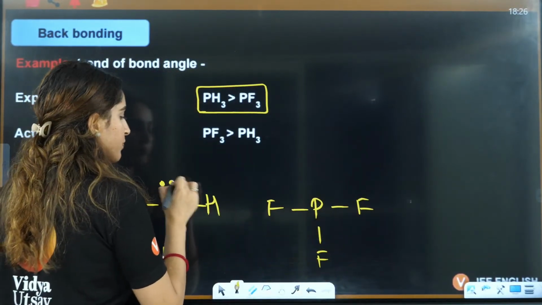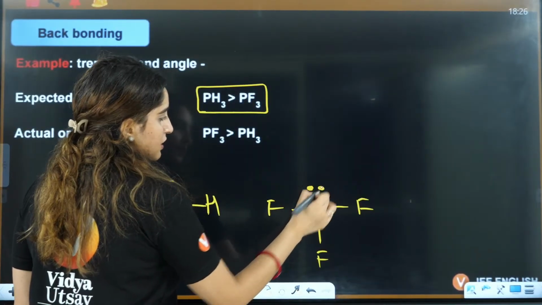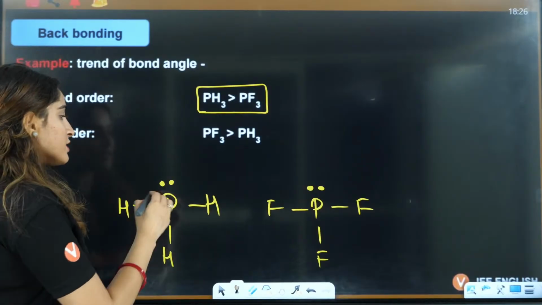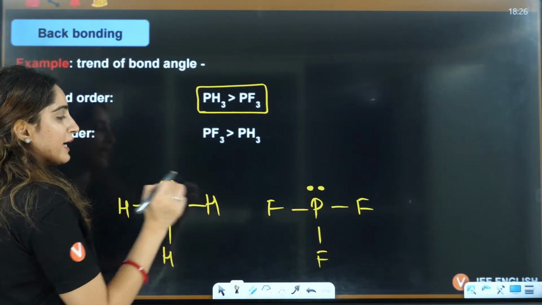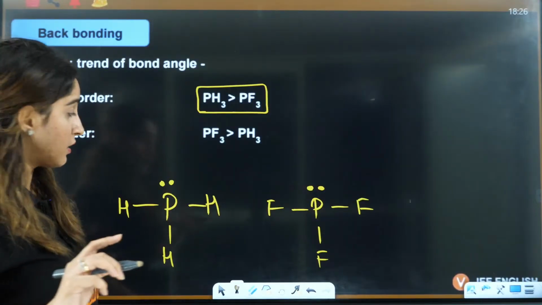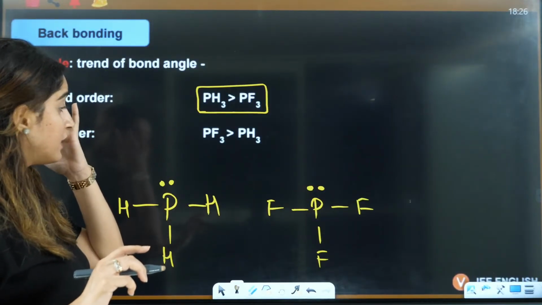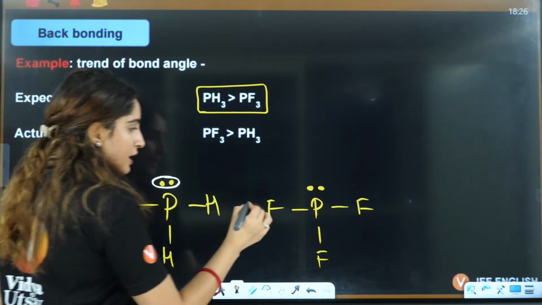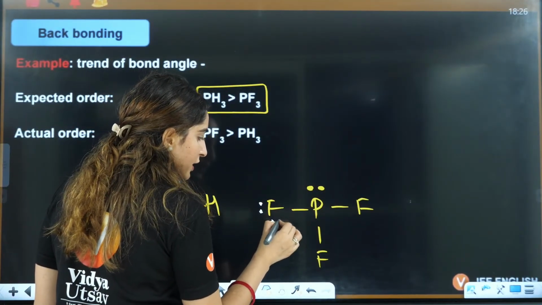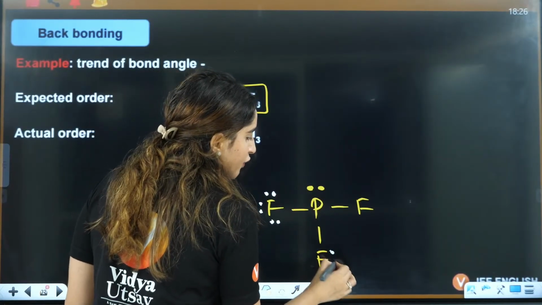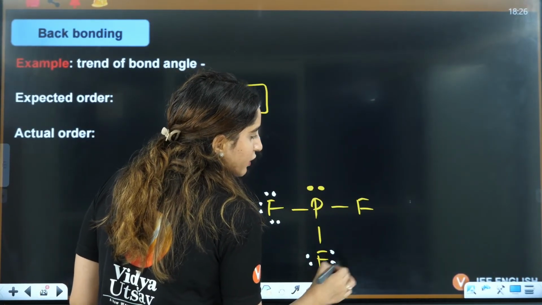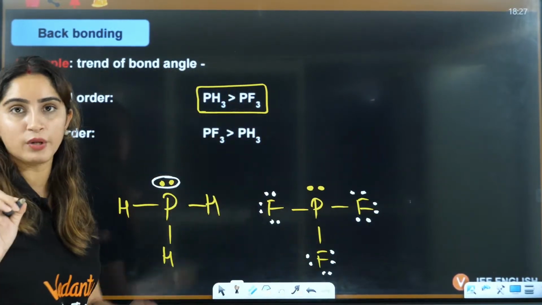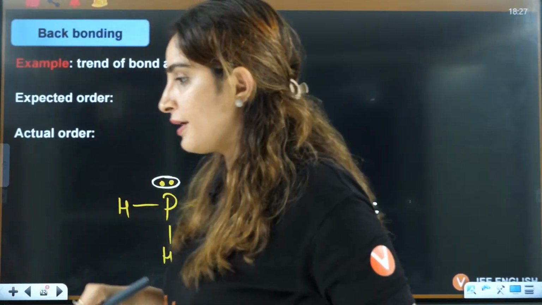It has lone pairs of electrons also here, right? Now what will happen is that these lone pairs of electrons will be donated. Here this is having a lone pair of electrons, and here this is having a lone pair of electrons. You need to find out where the back bonding will happen. For back bonding, it's not like only lone pairs you need. You also need some vacant orbital.